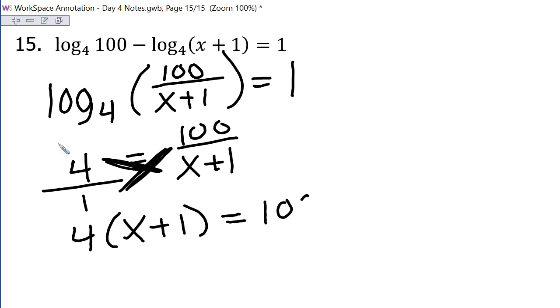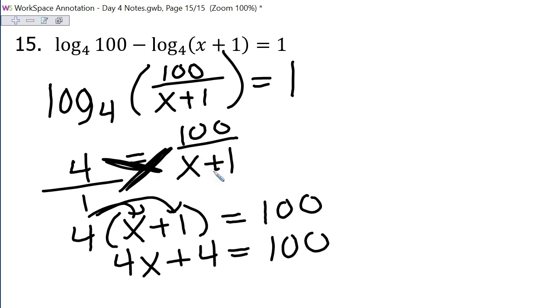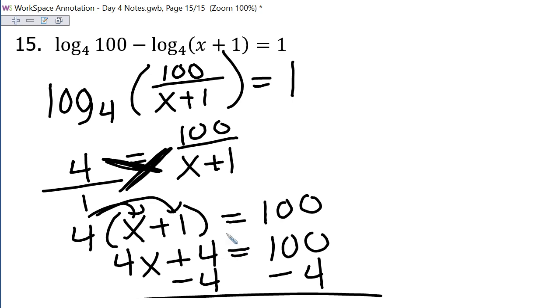Distribute the 4. So what's 4 times x? 4x plus 4 equals 100. Subtract 4 to both sides. So what does 4x equal? 96. And divide both sides by 4. What does x equal? 24. Check your answer. If I put a 24 right here, does that make that a negative?